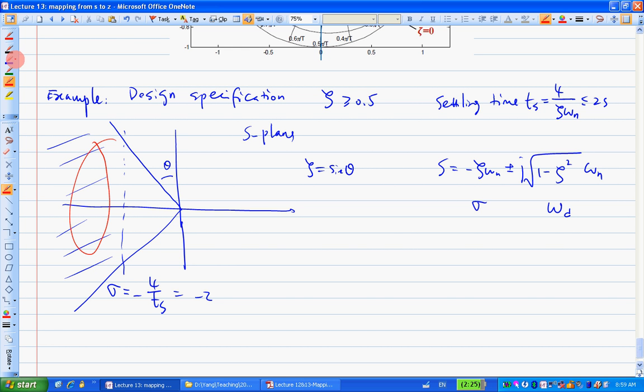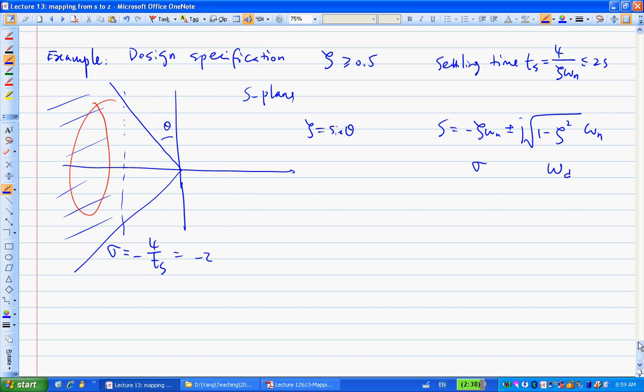Then comes the question regarding the mapping. Before we do the mapping, based on the specification, what will be the requirement on the natural frequency omega n? Based on this quantity, I can derive that omega n needs to be greater than 4 over 2 zeta.